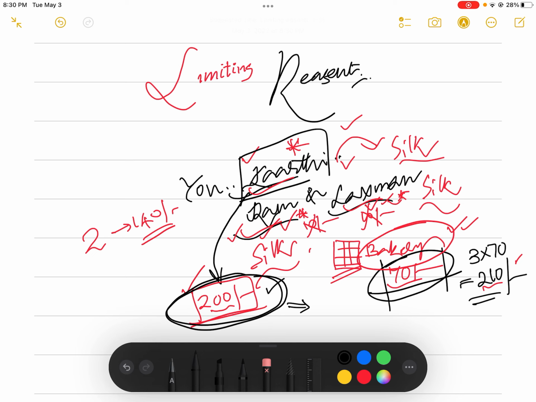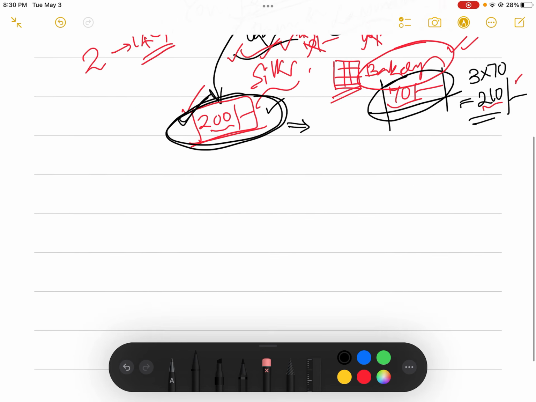This is called the limiting reagent. 200 rupees is now the limiting reagent. Money is the limiting reagent now. We'll go into another scenario.